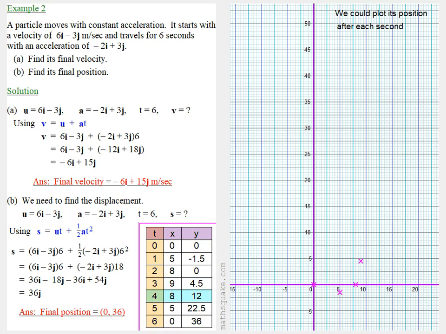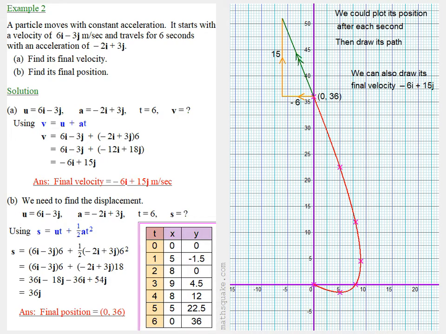When t is 4, we get 8, 12. When t is 5, we get 5, 22.5. And when t is 6, we get 0, 36, and we can plot that point. We can then join them up to draw the path of the particle. We could also see its final velocity, which is minus 6i plus 15j. So we can go across minus 6, up 15, and that shows its final velocity.